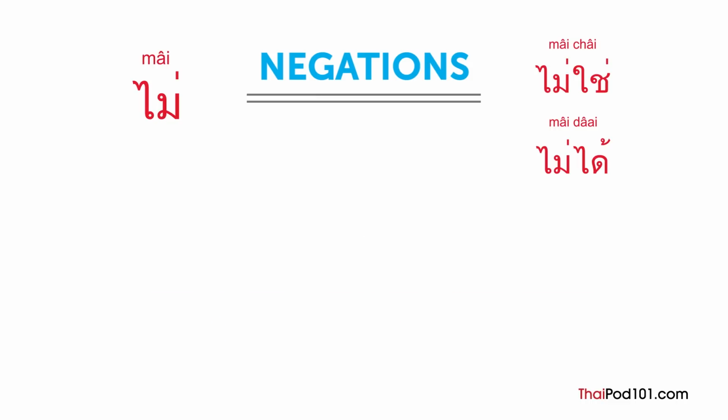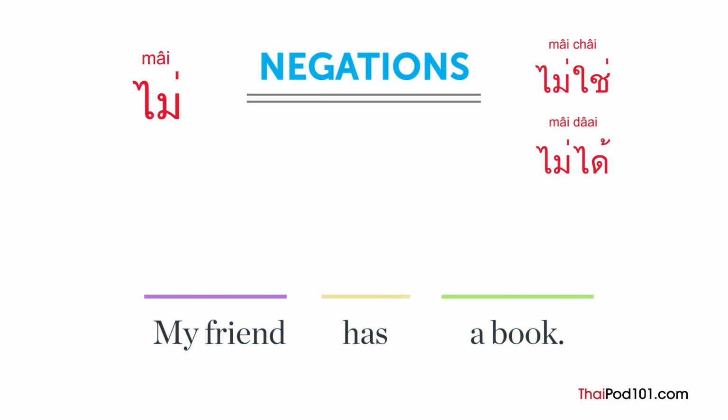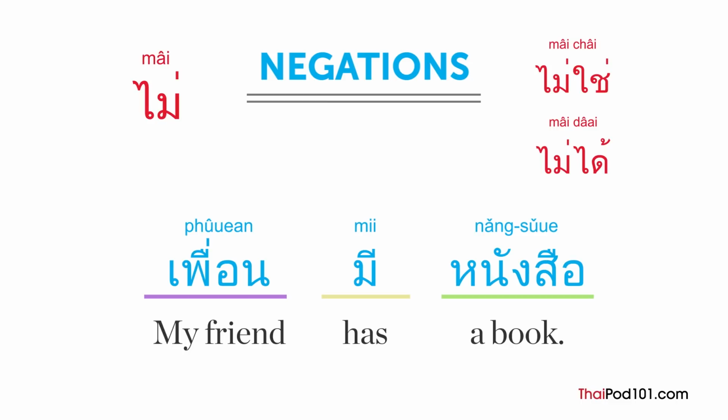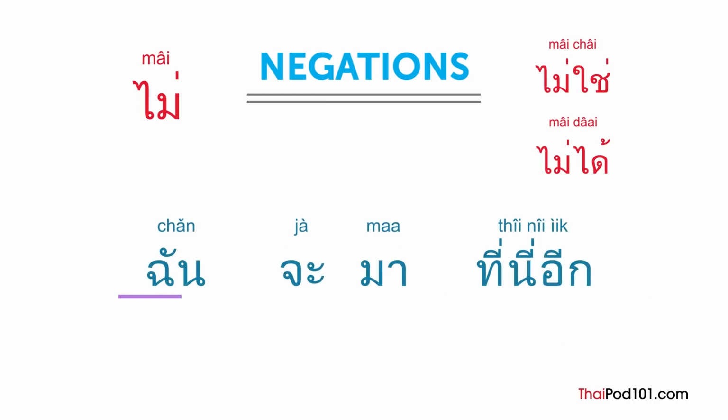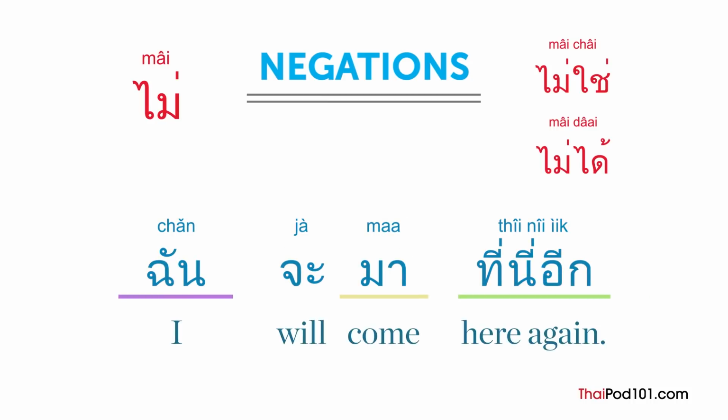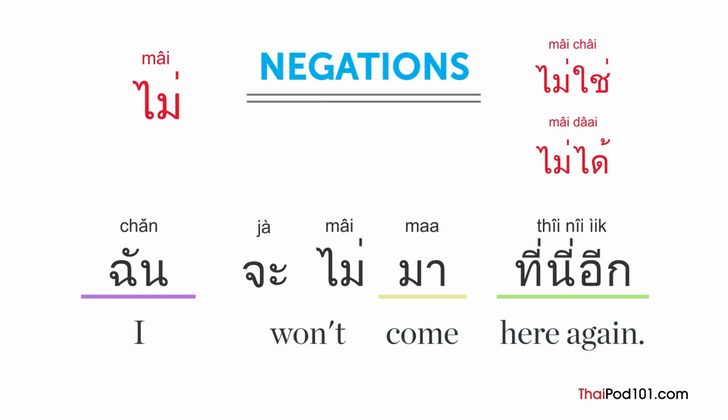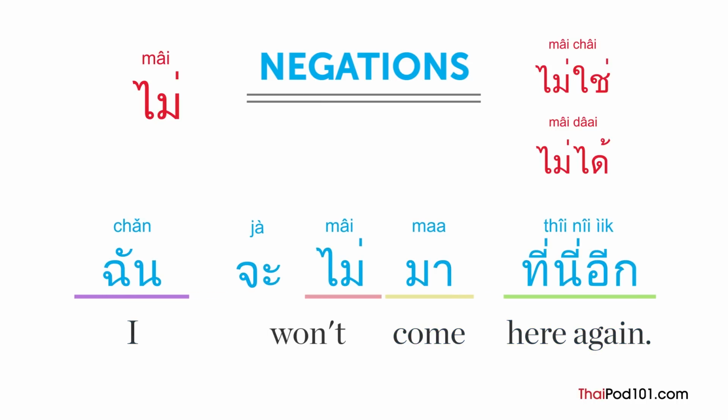Do you have other examples? Yes, I do. How about this sentence? My friend has a book. That's เพื่อนมีหนังสือ. As a negative sentence, it's เพื่อนไม่มีหนังสือ, My friend doesn't have a book. Another example will be ฉันจะมาที่นี่อีก, I will come here again. And the negative sentence of this will be ฉันจะไม่มาที่นี่อีก, I won't come here again.